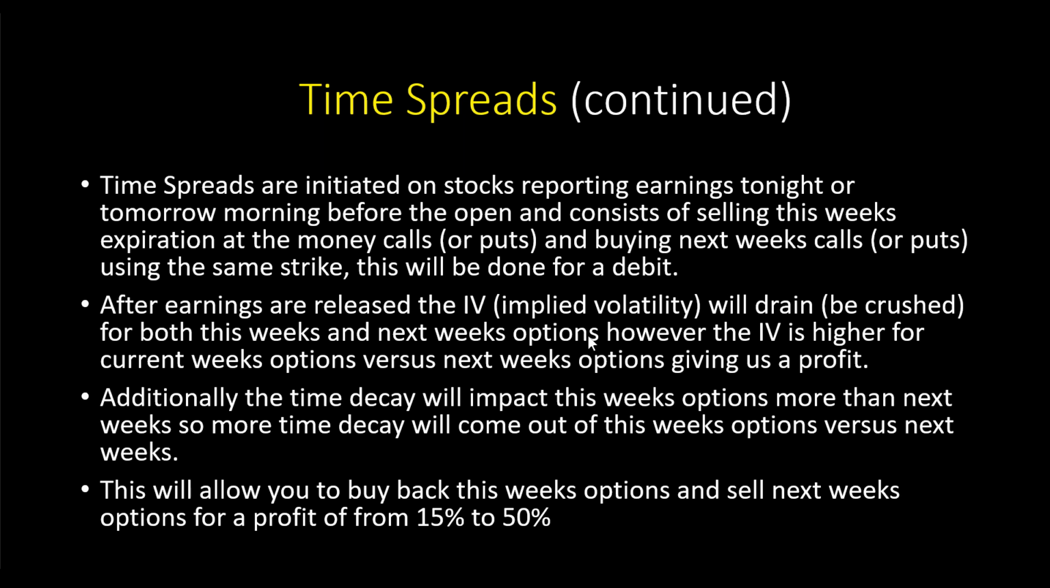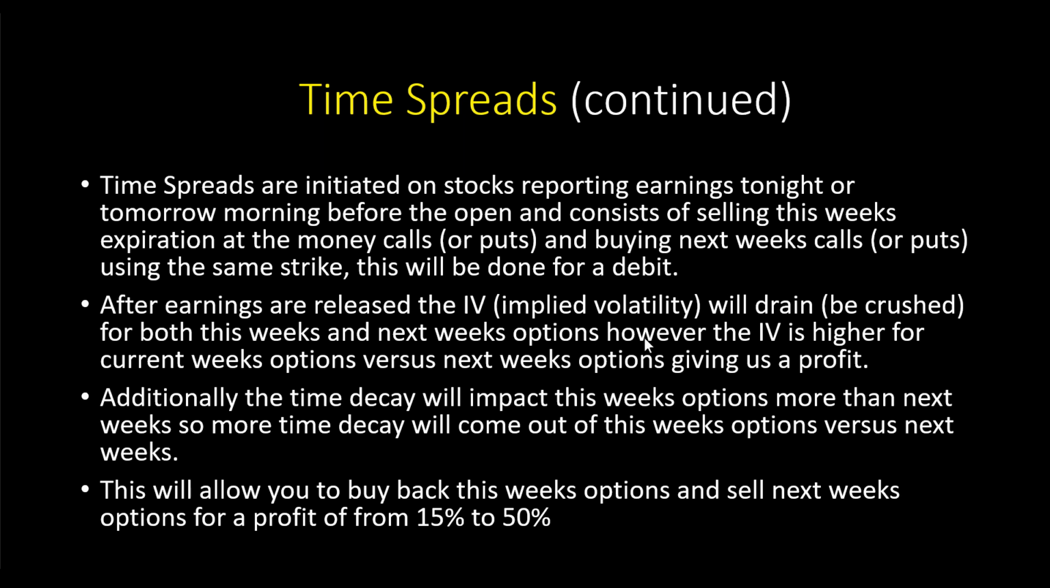Remember I said that the market makers have to increase the premiums on the options because they don't know how far a stock is going to move based on earnings. Earnings throws a monkey wrench into the market makers' plans because they don't really have any idea how the stock price is going to move. So what they do is they jack up the premiums on the options to cover themselves.